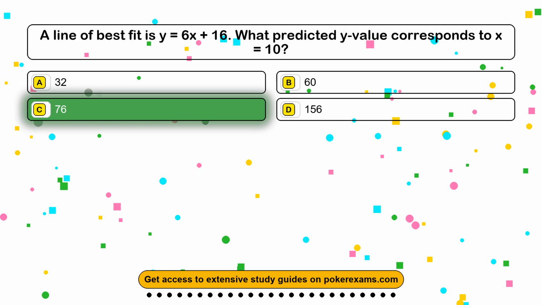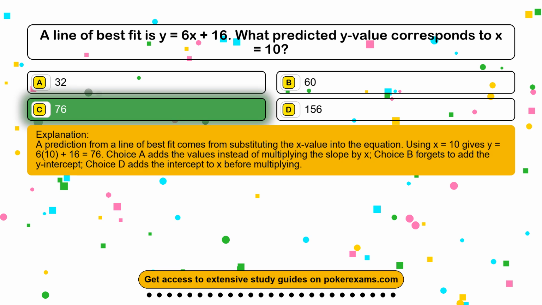The correct answer is option C, 76. A prediction from a line of best fit comes from substituting the x-value into the equation. Using x equals 10 gives y equals 6 times 10 plus 16 equals 76. Choice A adds the values instead of multiplying the slope by x. Choice B forgets to add the y-intercept. Choice D adds the intercept to x before multiplying.